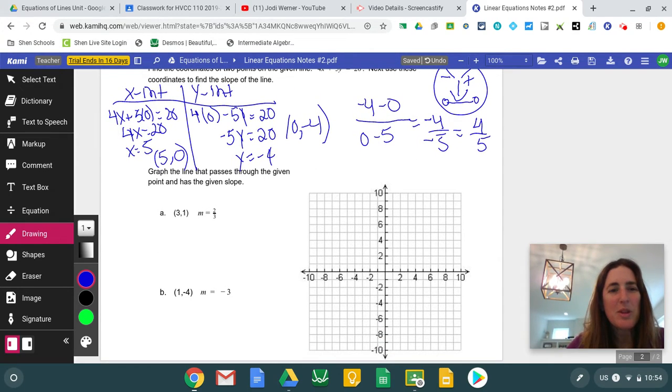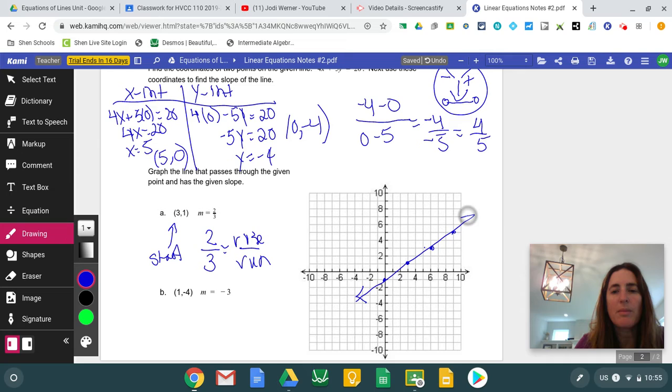Graph a line that passes through the given point and has the given slope. Piece of cake. So I'm going to plot the point 3, 1. So I'm going to start at this point. I'm going to go over 1, 2, 3, and up 1. Now, from that point, I'm going to rise 2 and run 3. That's because this slope is 2/3, and that's my rise over my run. Now, I could do that again, rise up 2, run 3, or I could go down 2 and over 3 this way, and here's my line.